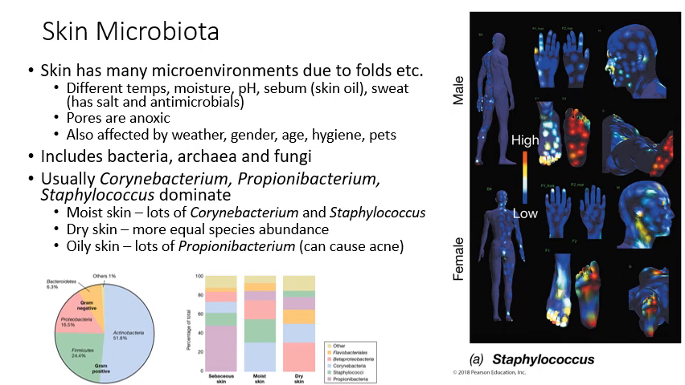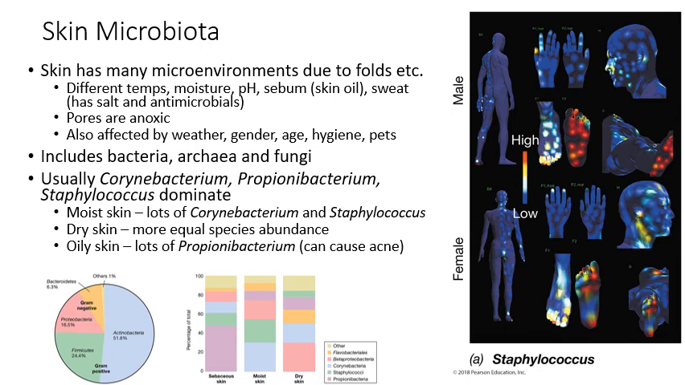So different areas of the skin would have different temperatures, different moisture levels, different pH levels, different oil levels, different salt levels, because sweat has salts in it, and sweat also has antimicrobial chemicals in it. So if you're talking about a fold of the skin, for sure it's more likely to be warm there and moist there. And other parts of your skin would be cooler and drier.